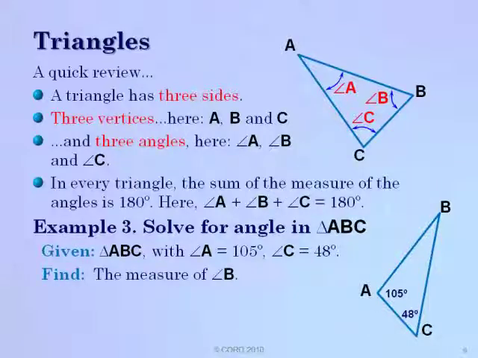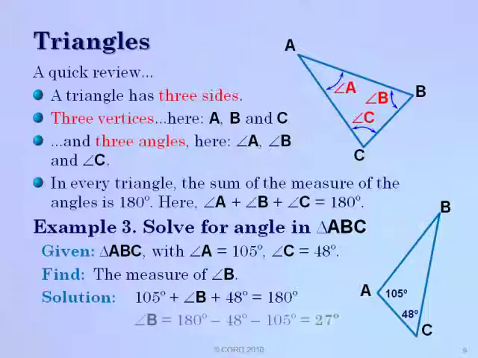So how can we find the measure of angle B? We know that the sum of those angles must equal 180 degrees. That's what you just learned above. And so we'll say 105 degrees plus angle B, whatever that is, plus 48 degrees have to all equal 180. So all we have to do now is the algebra to solve for angle B, which you know means we'll take 180 minus 48 minus 105 degrees equals 27 degrees.